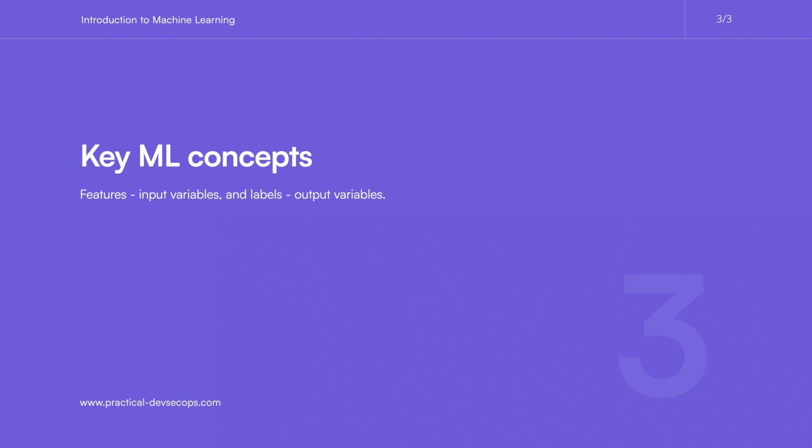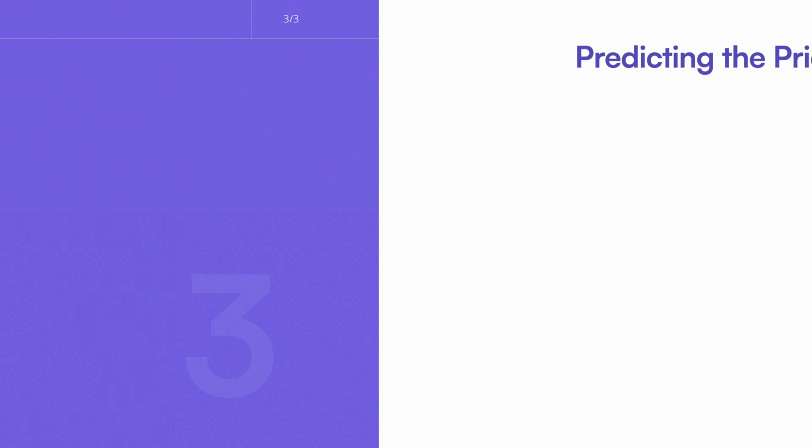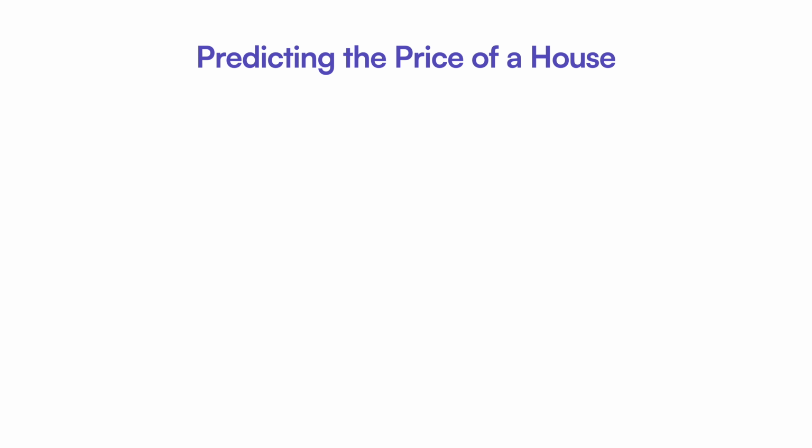Hi, in this subsection, we will learn about the key machine learning concepts like features and labels. Let's take an example of predicting the price of a house. What's the output that we want in predicting the price of a house?